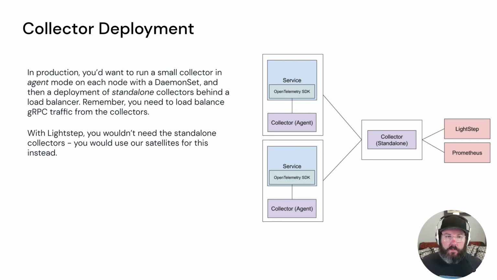Now, if this was the real world, this was prod, then you would probably want to run a collector on each of your nodes as an agent, and you would deploy this with a daemon set. And then you would want a deployment of standalone collectors behind a load balancer. You'd be load balancing gRPC traffic, and those collectors would then be what exports it to its final destination. Now with Lightstep, you don't need that second standalone collector. You can use our satellites for that. We're just going to do a hybrid here. We're going to deploy one collector that'll get the telemetry from both of these, and then go from there.